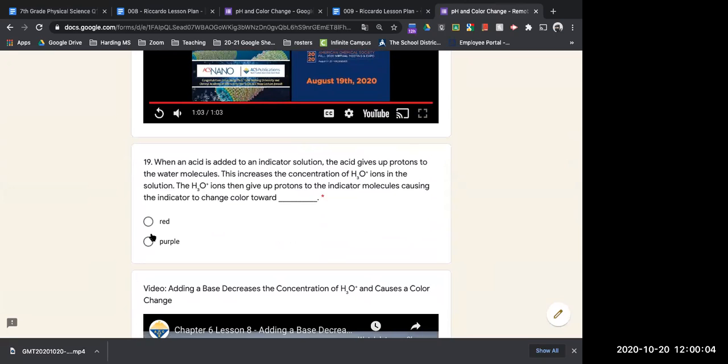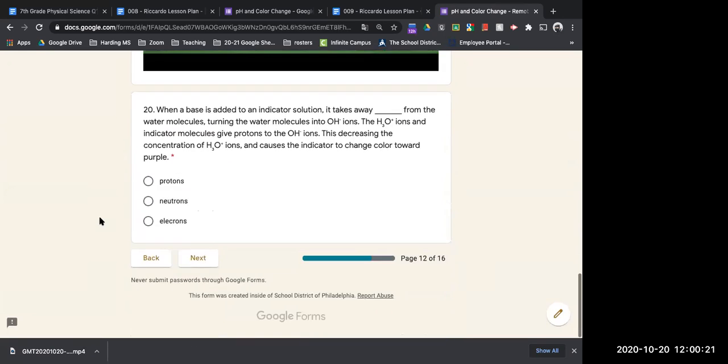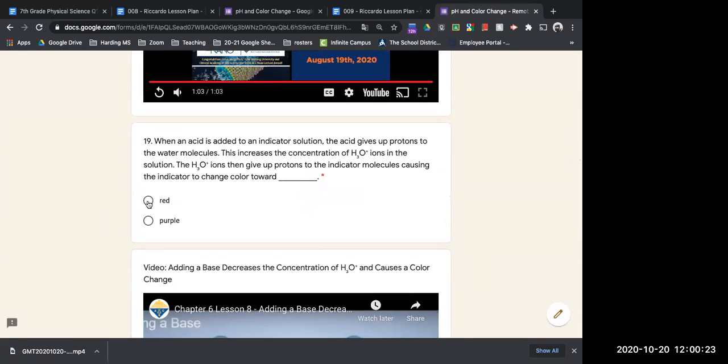When an acid is added to an indicator solution, the acid gives up protons to the water molecules. This increases the concentration of H3O positive ions in the solution. The H3O positive ions then give up protons to the indicator molecules, causing the indicator to change color to red.